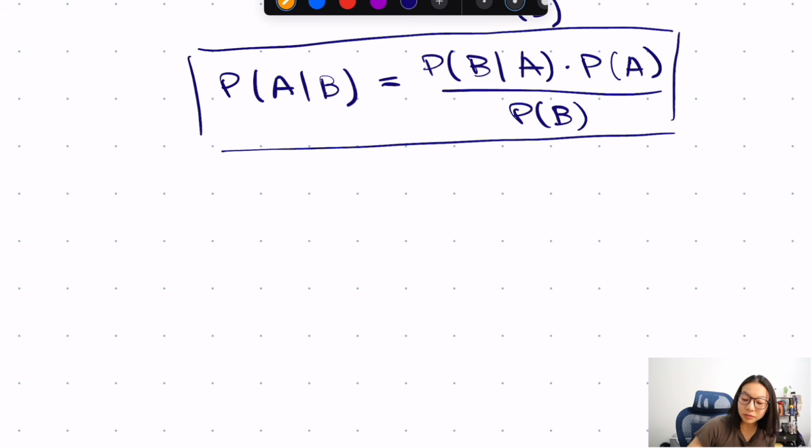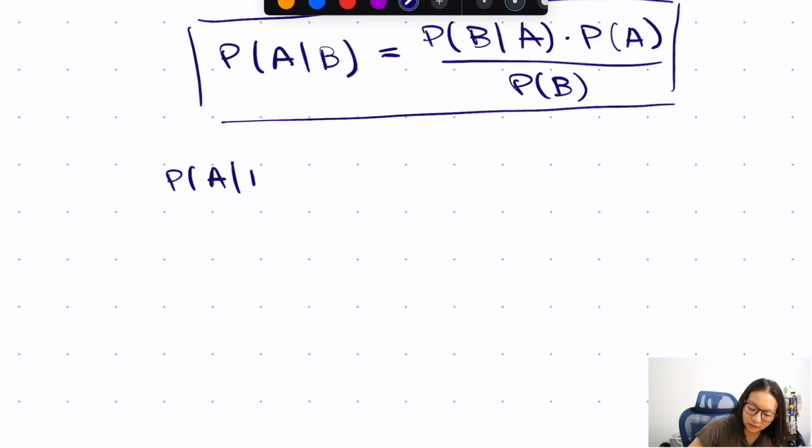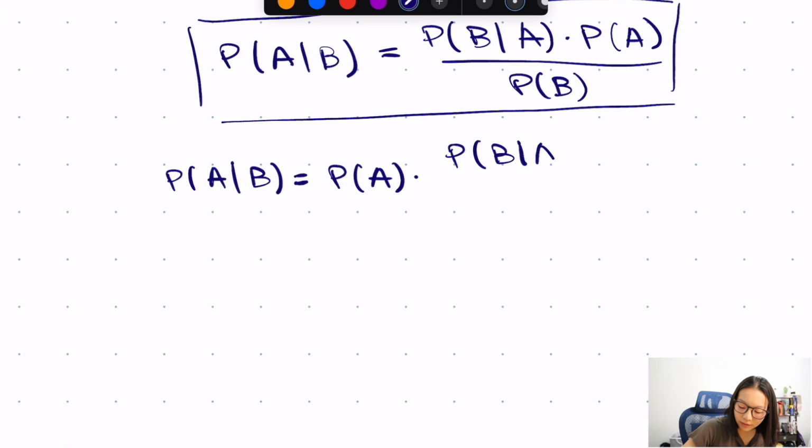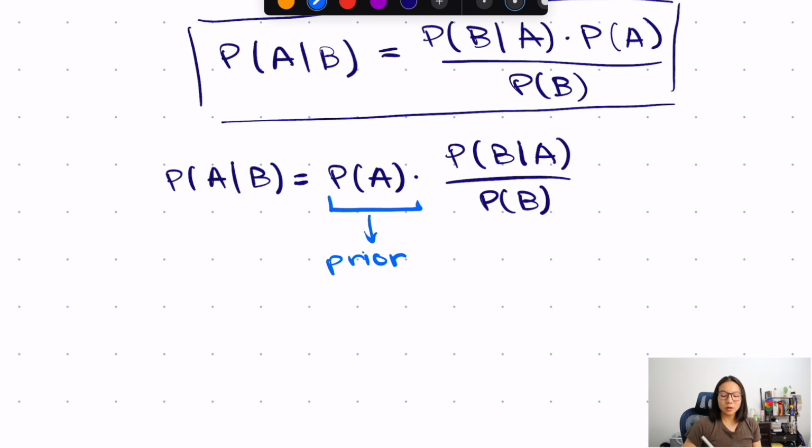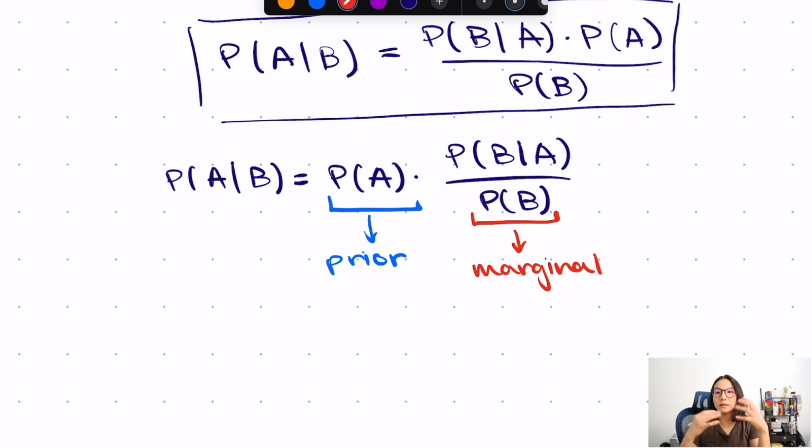Okay, so what we can do is actually rewrite this, and then I'm gonna name a few terms. So let's rewrite this. Probability of A given B is equal to the probability of A times the probability of B given A divided by the probability of B. This here is what we call a prior. Before we get some evidence B, the probability of A, that's what we have. So that's what we know. That's our prior probability. And now this here, probability of B, this is called our marginal probability. And that means the probability of some evidence B, the probability that this evidence is occurring.